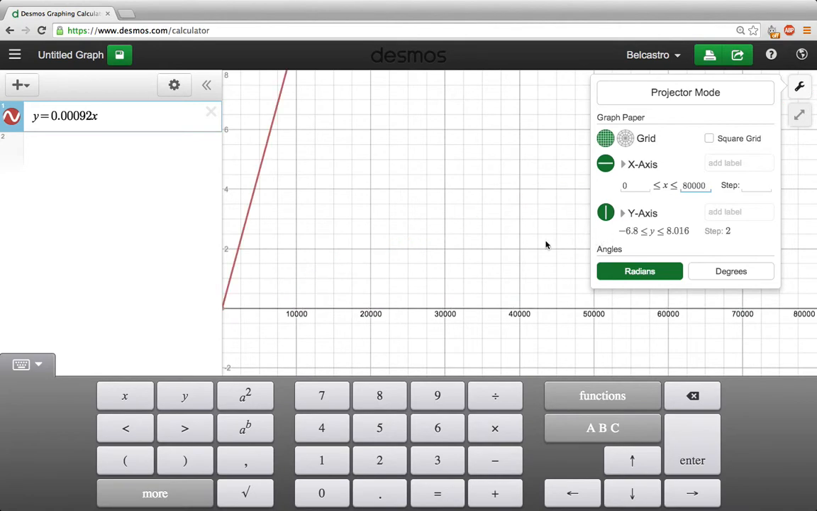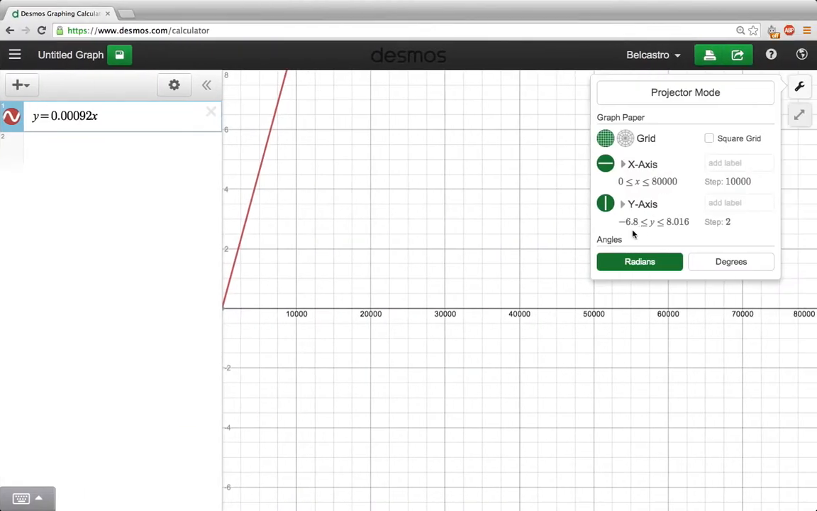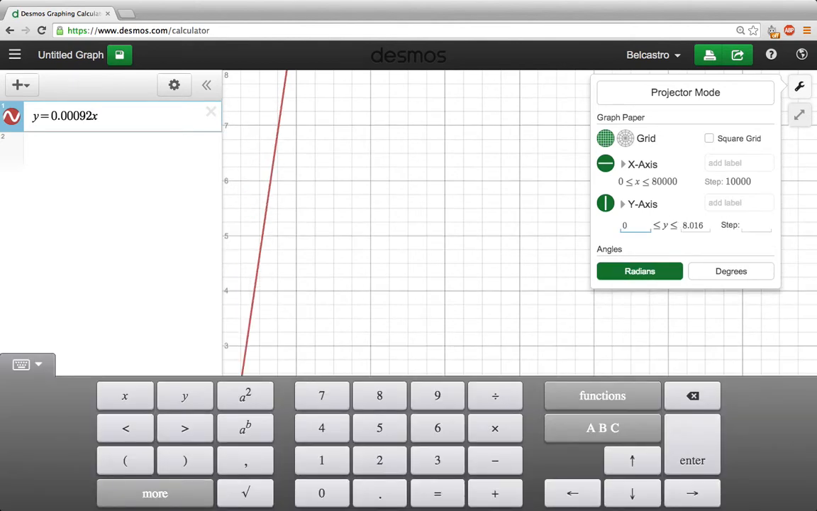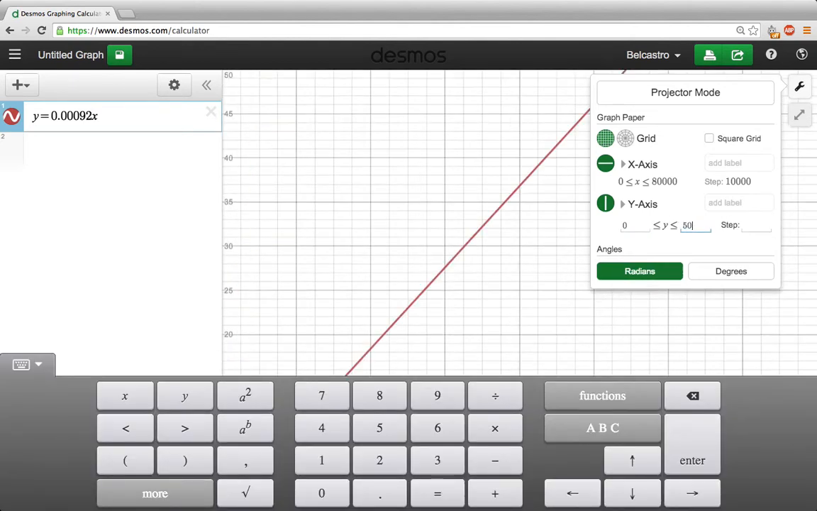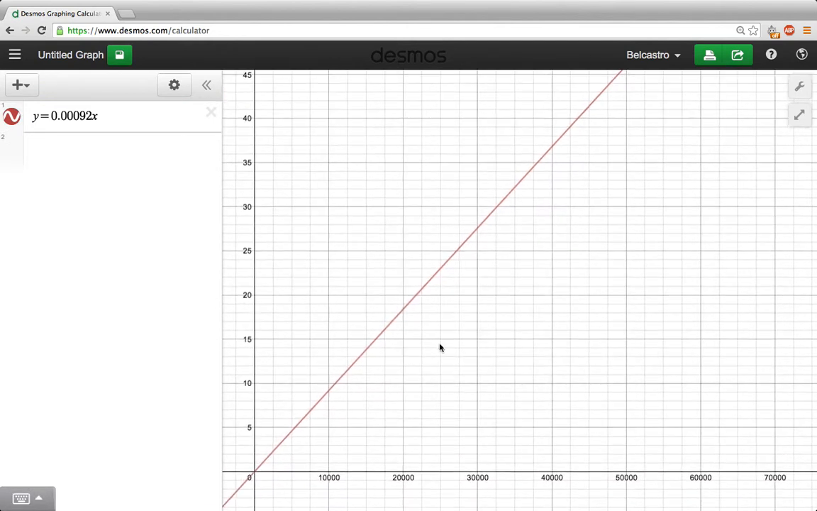Okay. Our y-axis, on the other hand, goes from 0. We know we kind of max out at 46, so I'll just go to 50. So we know 0 is the lowest amount for our y. Okay. So here's our axis now, and I can pull it down just a little so we can see our numbers. Here we start at 0, and here's 10,000, and we know at 10,000 they paid $9.20. This is great.